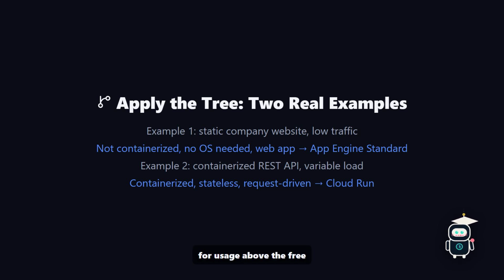Second example, a containerized REST API that sees variable load, idle most of the night, but spikes during business hours. Since it's containerized and stateless, the tree asks, need Kubernetes complexity? No, it's just request-driven. That lands on Cloud Run. Perfect fit. Scales to zero, request-based billing, and zero infrastructure ops. That's the pattern. Stay on the left when you want control. Slide right when you want hands-off.